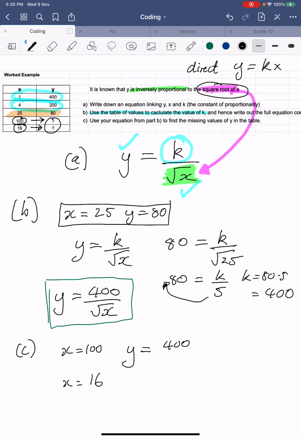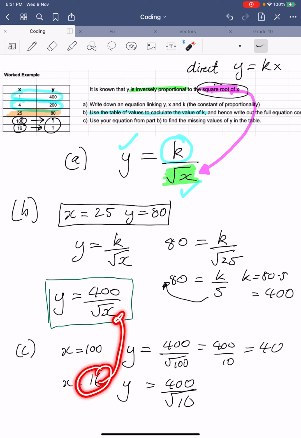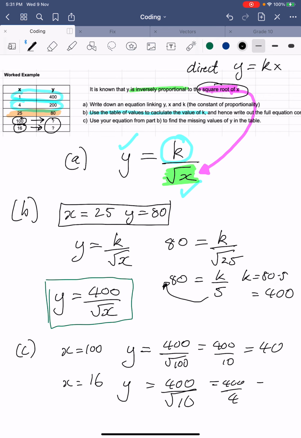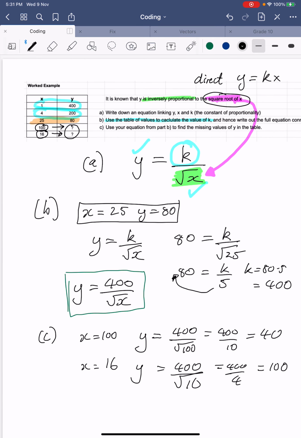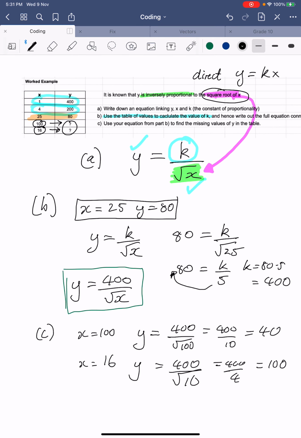Y equals 400 divided by root 100. Again, calculator or in your head. This is 40. And down here, y equals 400 divided by the square root of 16, right? Because we've substituted 16 into the equation. And that means y equals 400 divided by 4. So y equals 100. So there you go. If you follow the previous two videos, this is exactly the same structure. And the only difference, of course, as we've highlighted, is what happens to the x part down here.